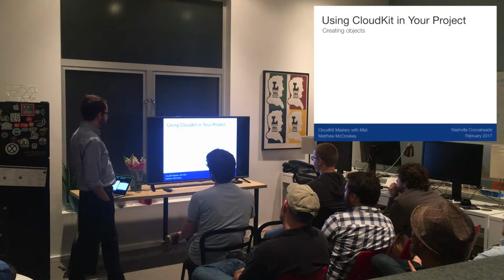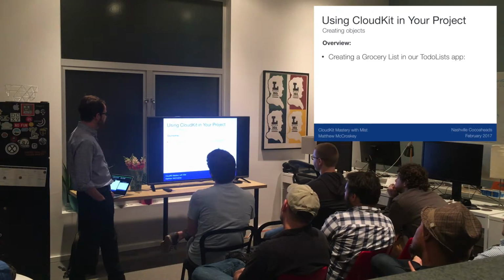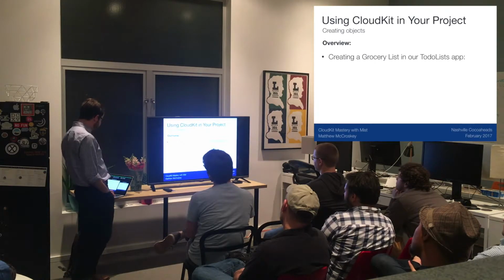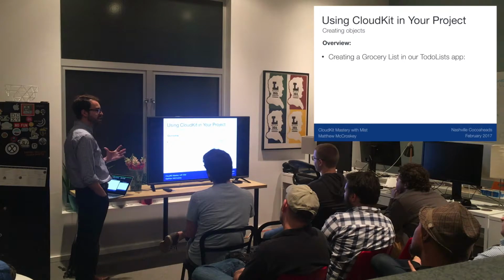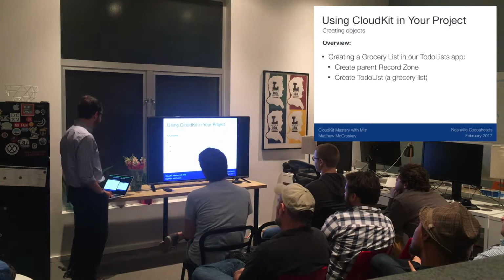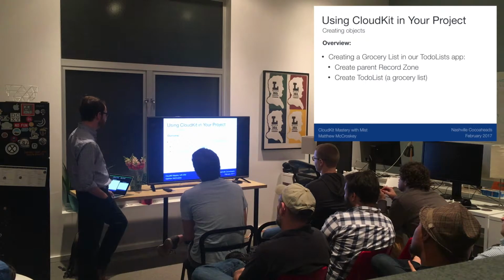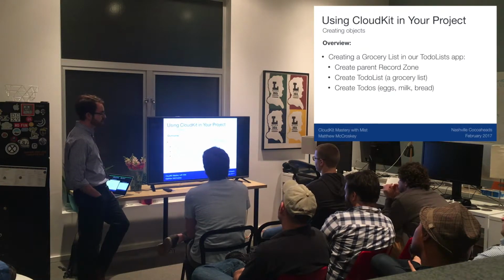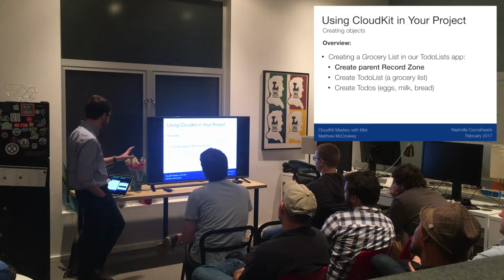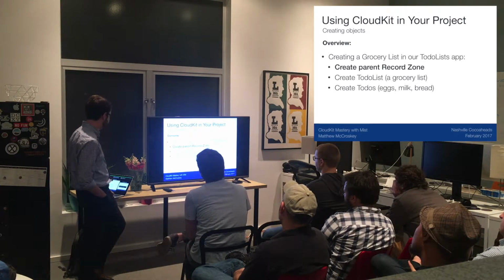So creating objects, we kind of gave you a preview of this a minute ago, but here's the example that we'll go through. We're creating a grocery list in our to-do list app. Because we want to be able to get notifications about that and share it, it needs to have its own record zone. So first we're going to create a parent custom record zone that will contain it. Then we're going to create the to-do list itself, which will be a grocery list. Then we're going to create some to-dos: eggs, milk, and bread. These are the things we want to buy at the grocery store. Right, that's it.